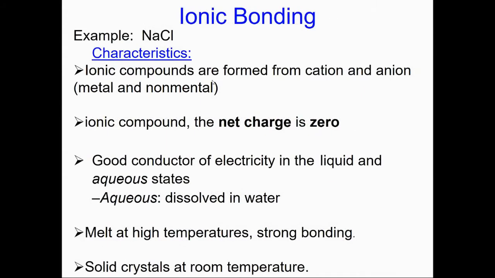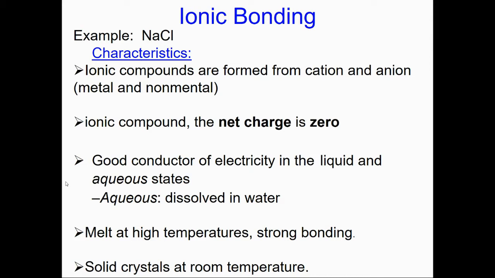Okay, so let's talk about some characteristics first of all. An example of ionic bonding is sodium chloride. This is a metal plus a nonmetal that are bonded together with an electrostatic charge. That's table salt, sodium chloride. Okay, it's an ionic compound. They're formed from a cation, sodium likes to become a cation, and an anion, chlorine likes to become an anion. A metal and a nonmetal, things from one side of the periodic table to the other side of the periodic table.